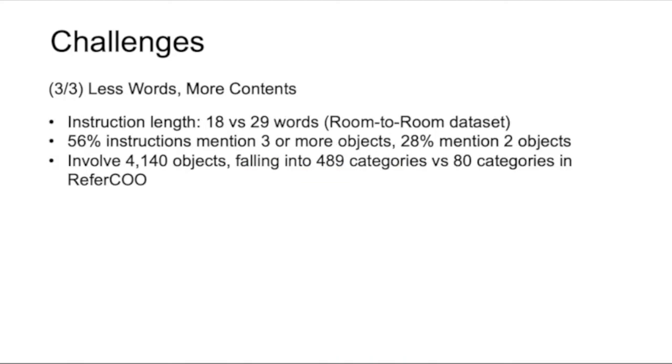Third, it's difficult to understand the instructions. On one hand, the instructions are very short. On average, it's 11 words less than those of the room-to-room navigation dataset. On the other hand, about 56% of instructions mention 3 or more objects, falling into nearly 500 categories.